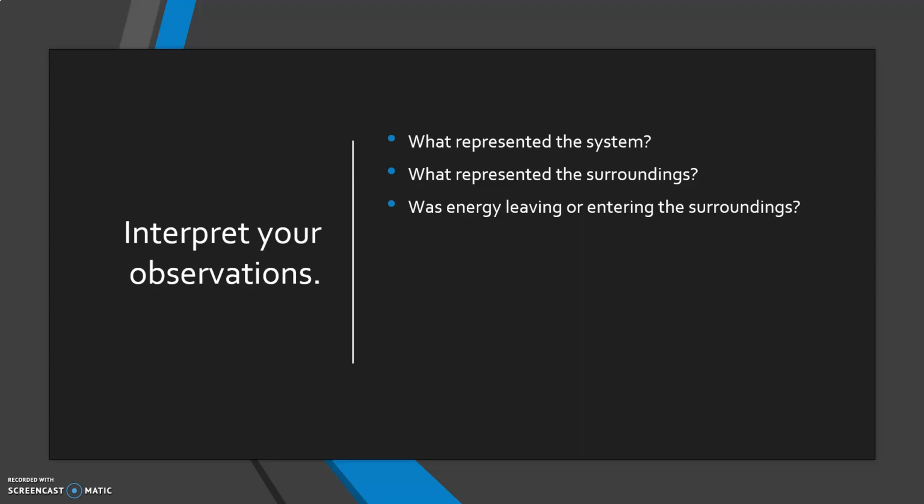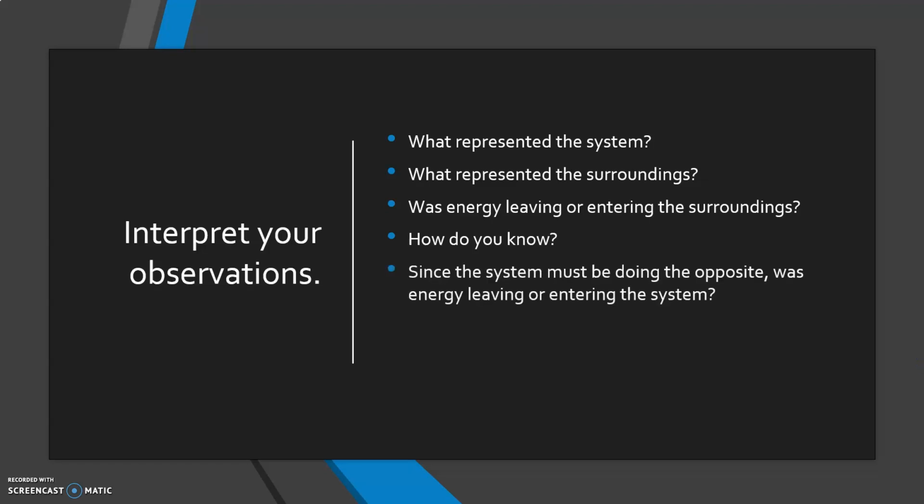So the surroundings was your hand. Was energy leaving or entering the surroundings? Hopefully you said energy was leaving the surroundings. And how do you know that? Because your hand got cold. So your hand got cold, it was losing energy. Where did that energy go? The energy went into the system.